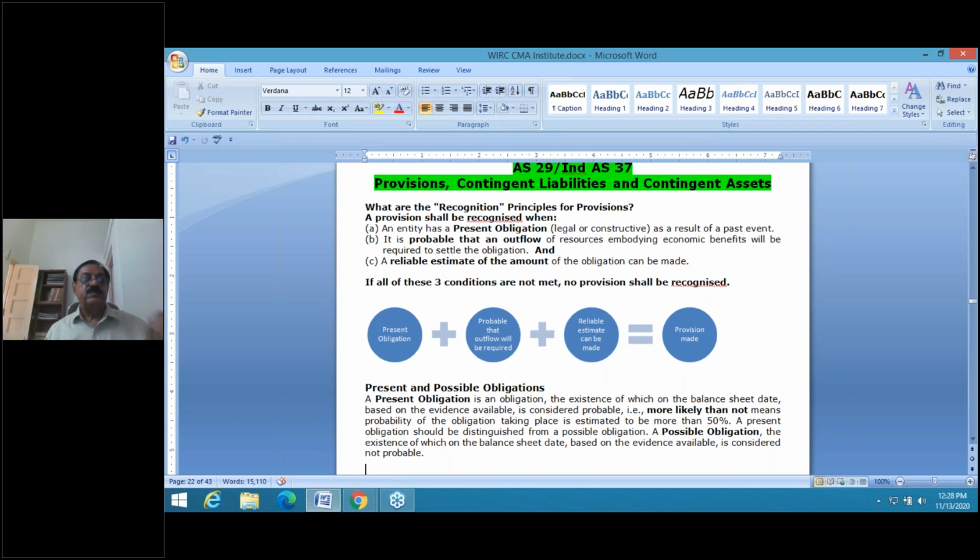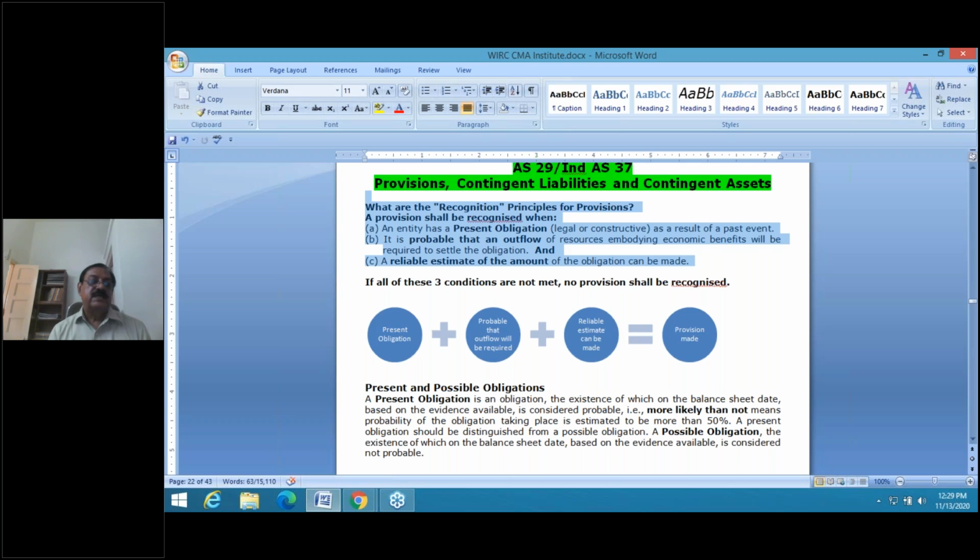Okay, so the main one is provision. When you have to provide for any liability in your books, there are 3 conditions to be fulfilled. If all these three conditions are fulfilled, then you will have to make its provision in the books, meaning debit the expense and credit the provision for liability. What are these 3 conditions? Recognition. Only the main part again, friends, I am touching here, which can affect your performance in examination.